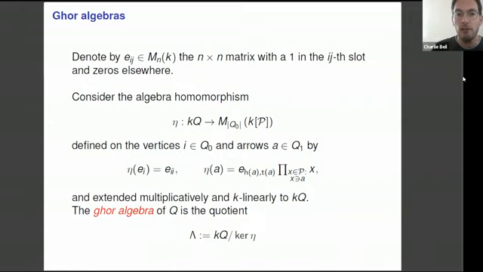And on arrows a, eta of a is just the monomial that's the product of the perfect matchings that contain a, times the matrix E_head of a, tail of a, with a 1 in that slot and zeros everywhere else. We'll do an explicit example to see this map. And then we extend multiplicatively and k-linearly to the whole path algebra. And the Gore algebra of Q is the quotient of KQ mod the kernel of eta.